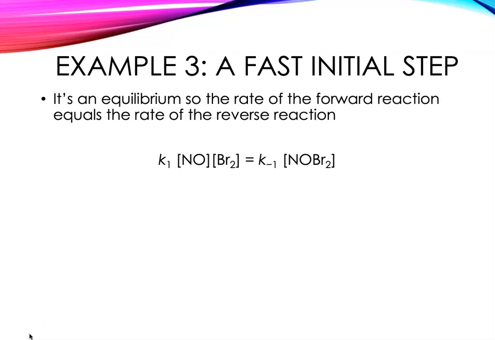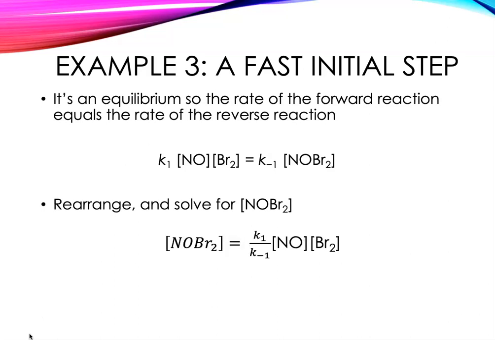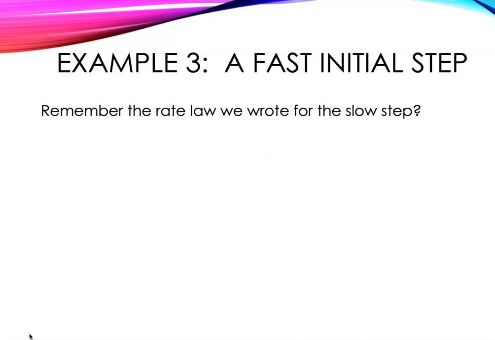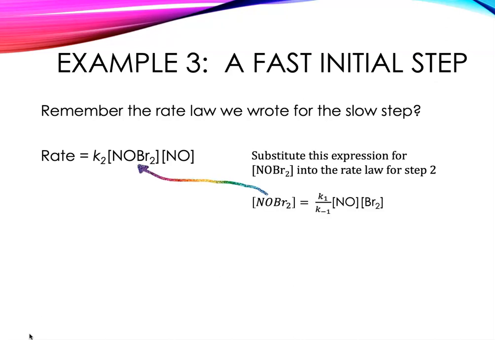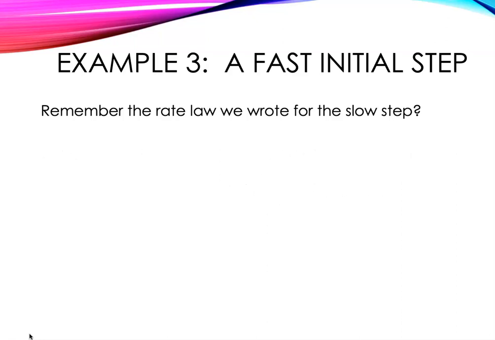But now I can take this expression and rearrange it to isolate the concentration of NOBr2, that intermediate, right? And I can solve for that. Now what we can do is, remember the rate law we wrote for step 2? We're going to substitute and put that in. So the rate of step 2, our rate limiting step, was K2 times NOBr2 times NO. But now we can substitute the information we found from putting the rates of the forward and reverse reactions for step 1 into this expression.